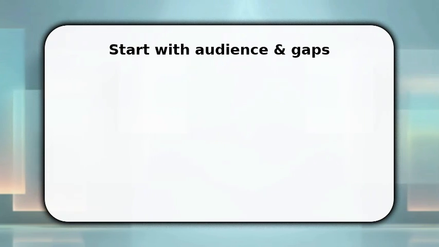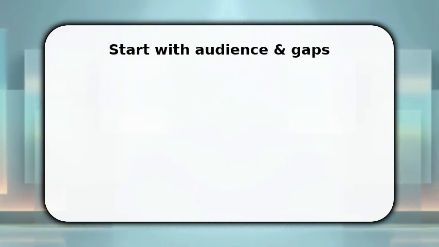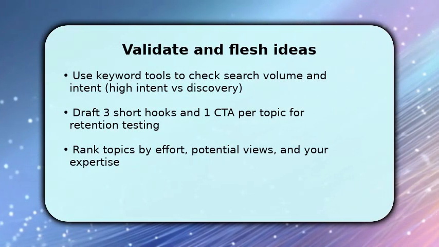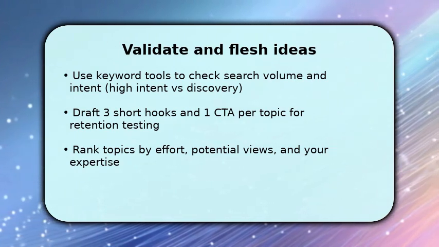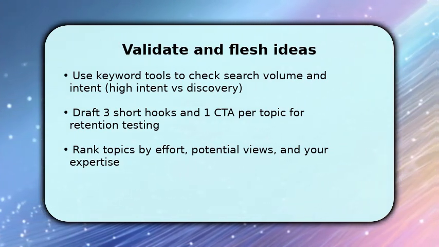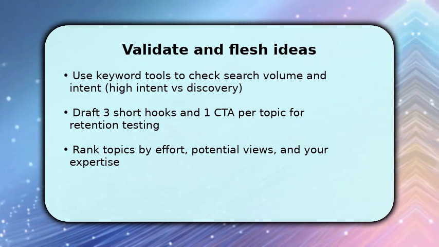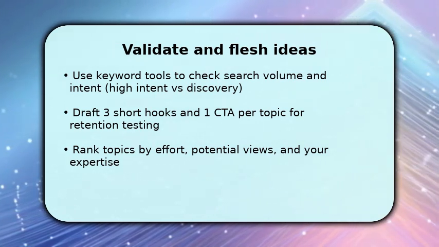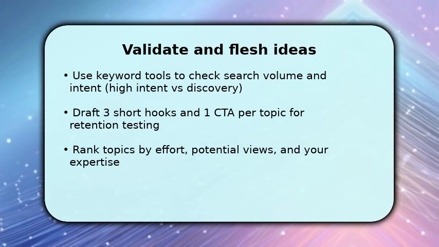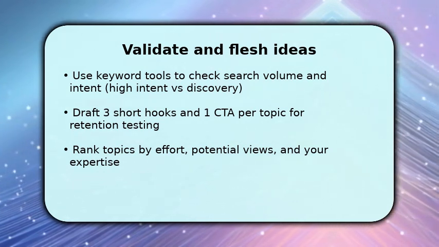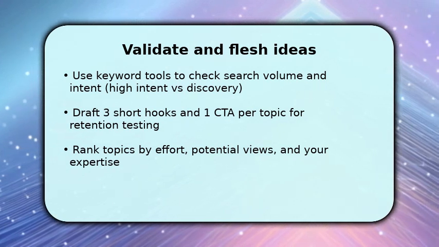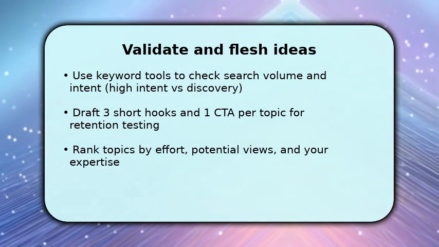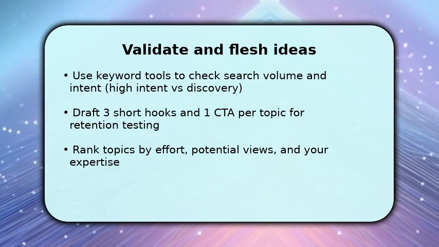You now validate and expand the top seeds into testable ideas. Start by checking keywords and search intent to confirm people are looking. Prefer specific queries over vague topics. Then write 3 distinct hooks and a single call to action for each idea to test retention. Hooks should promise value in 3-6 seconds. Next, estimate production effort and expected view potential and rank topics accordingly. Once ranked, choose 2-3 to prototype.